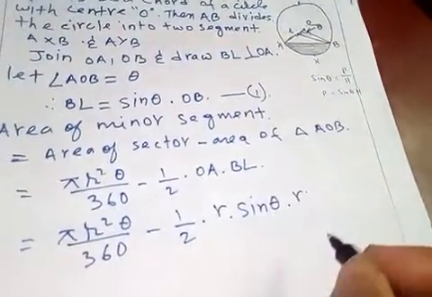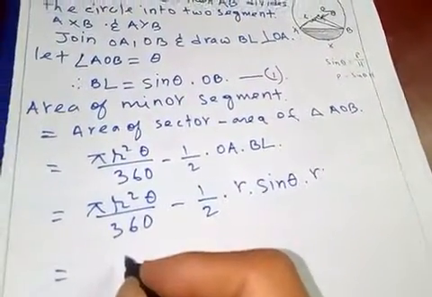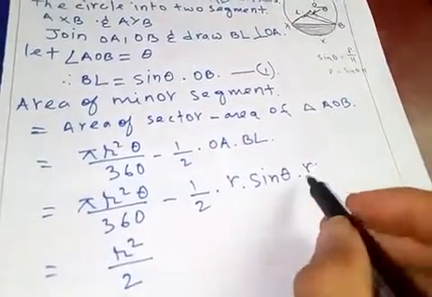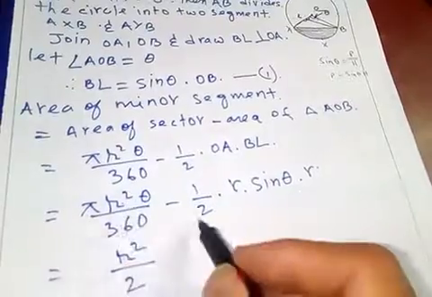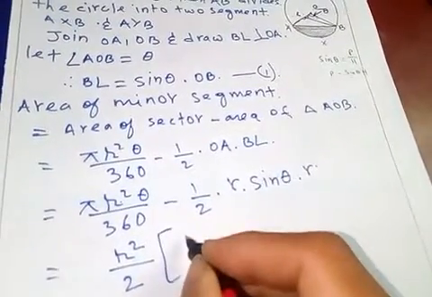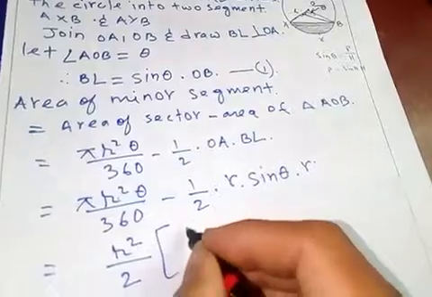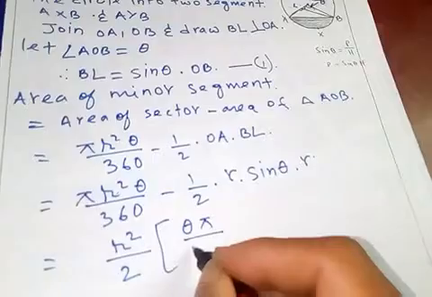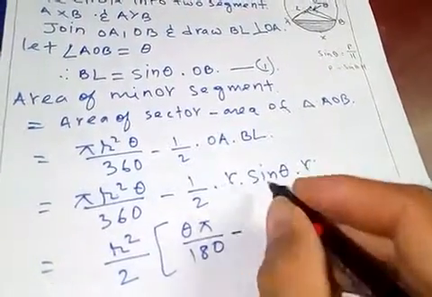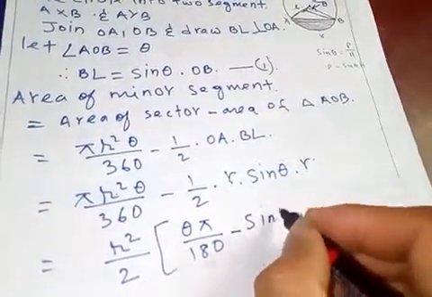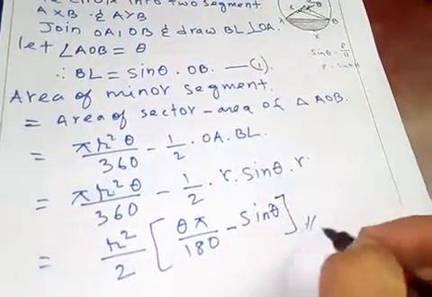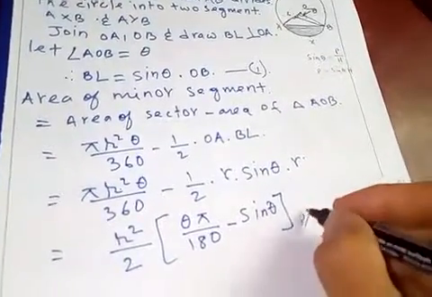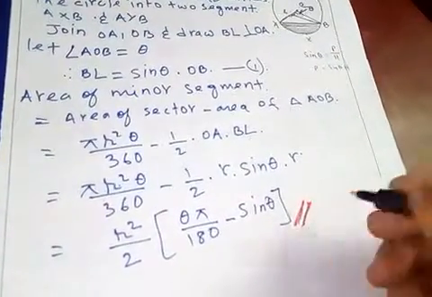OB is a radius again. If you simplify, let's take r squared over 2 common. Here I will be left with theta pi over 180 minus sine theta. So this is our required area of the minor segment. This is the area of the minor segment.